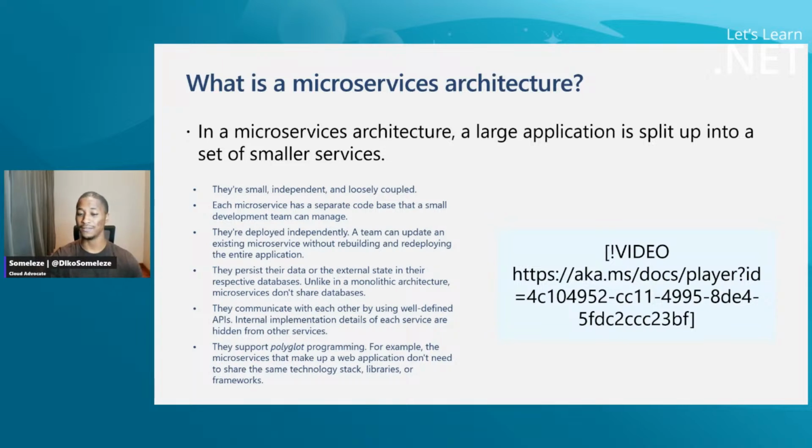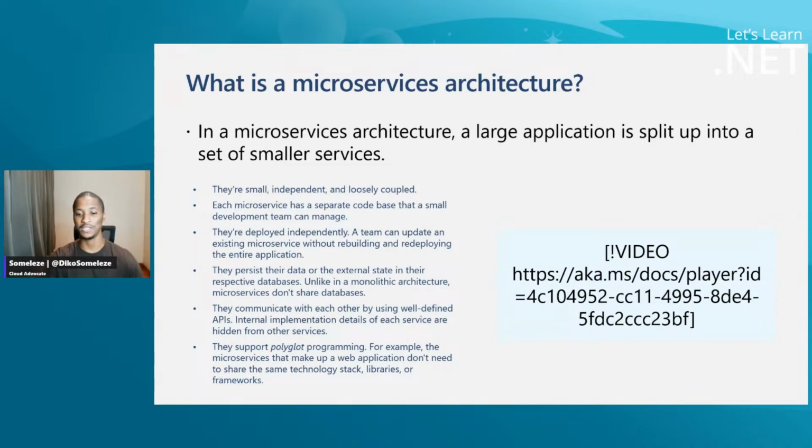So unlike in a monolithic architecture, microservices don't share databases. You don't want what Japhlet explained earlier, where you're using a monolithic architecture and you need to update that system, and then if something goes wrong, everything starts crumbling down. In a microservice architecture, each service persists its data or external state in its respective database. So not everything is going to start crumbling down if something goes wrong.